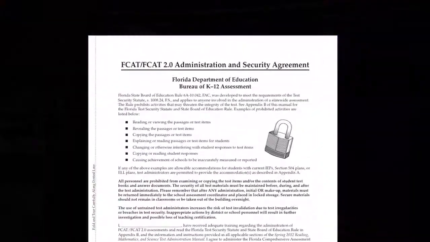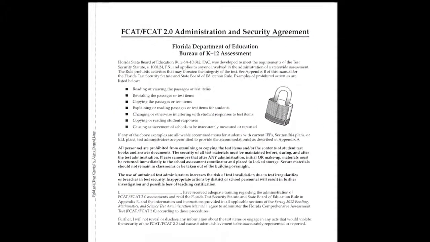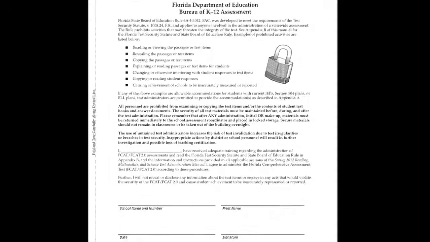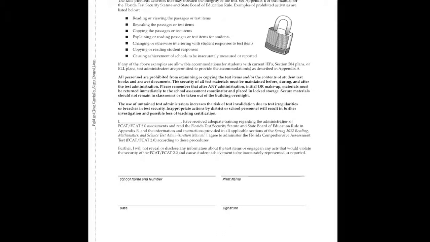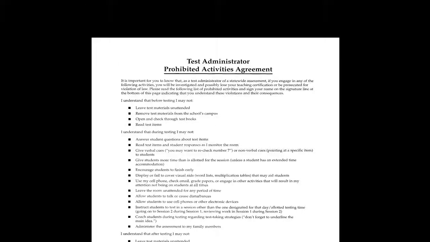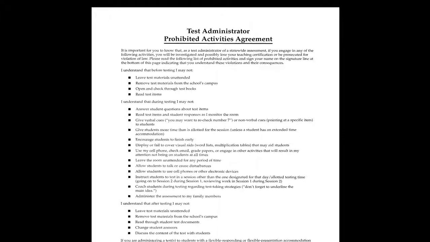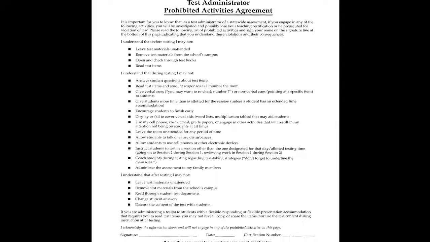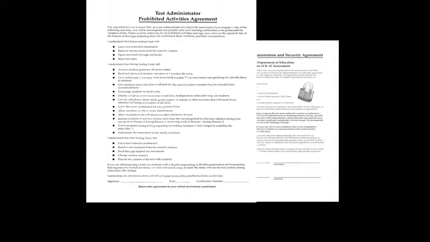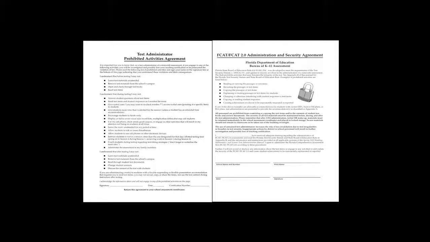All persons involved in administering the FCAT or handling FCAT materials must carefully read the FCAT Administration Security Agreement, which emphasizes the importance of proper training and possible consequences of test administration irregularities. In addition, test administrators must sign a Test Administrator Prohibited Activities Agreement, indicating that they understand certain prohibited activities during the test. The Test Administrator's certification number must be recorded on this form. These documents are then forwarded to your school test coordinator. All test administrators must be certified educators. Non-certified personnel may serve as proctors.